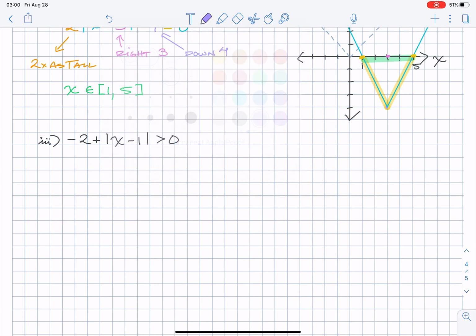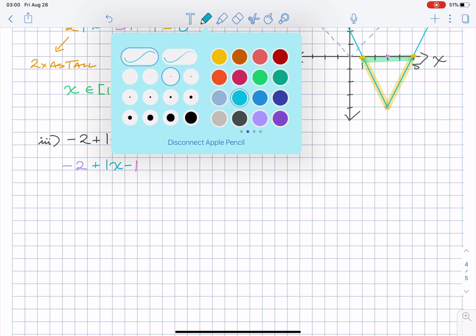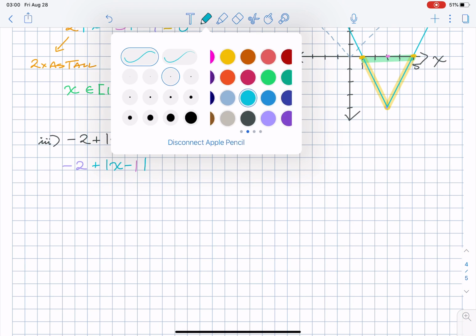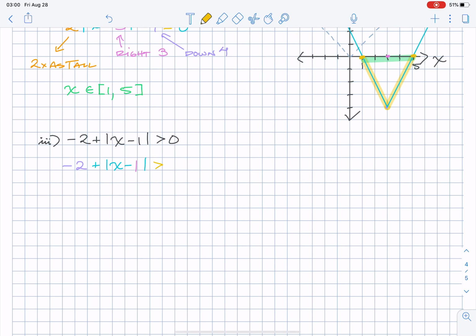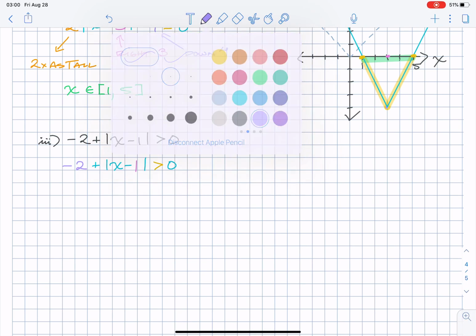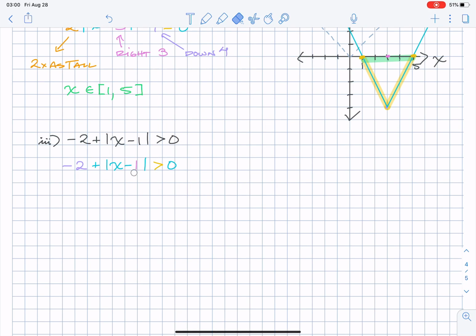Okay, so I have negative 2 plus the absolute value of x minus 1 is strictly larger than 0. Okay, so that negative 2 is not attached to the absolute value.